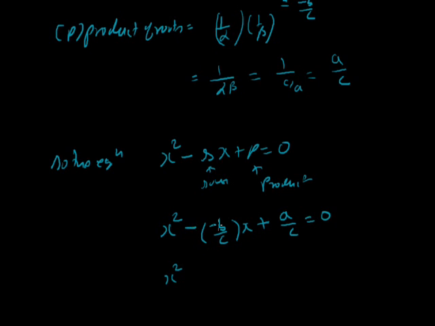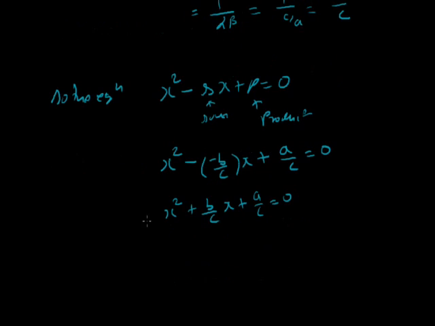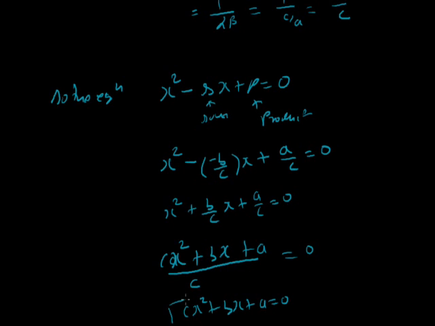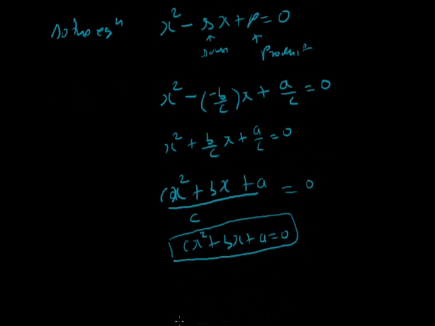Now open the bracket, minus minus plus b by c x plus a by c equals to 0. Now I have to take c as LCM. So what do I get? c x square plus bx plus a is equals to 0. Cross multiply. So I get cx square plus bx plus a equals to 0. So this is the equation whose roots are reciprocal of the above equation.